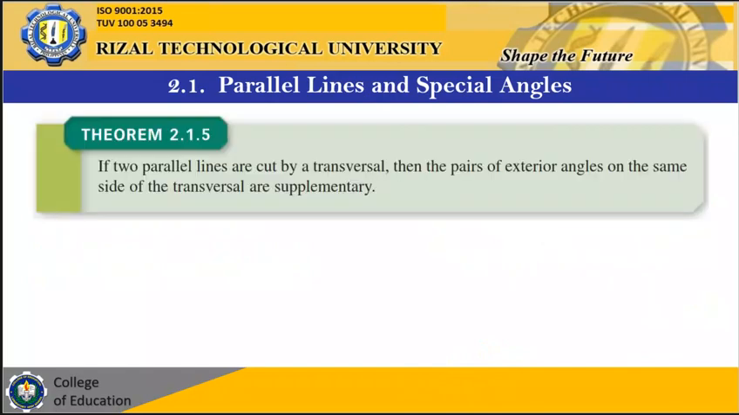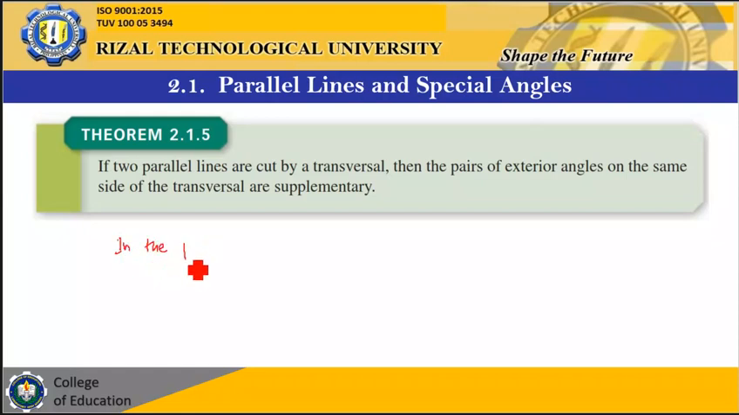Next theorem. If two parallel lines are cut by a transversal, then the pairs of exterior angles on the same side of the transversal are supplementary. Again, the proof of this theorem is similar to the proof of the previously proved theorem. If you want to prove this theorem, you just follow the statements and reasons that were provided previously and change the angles.